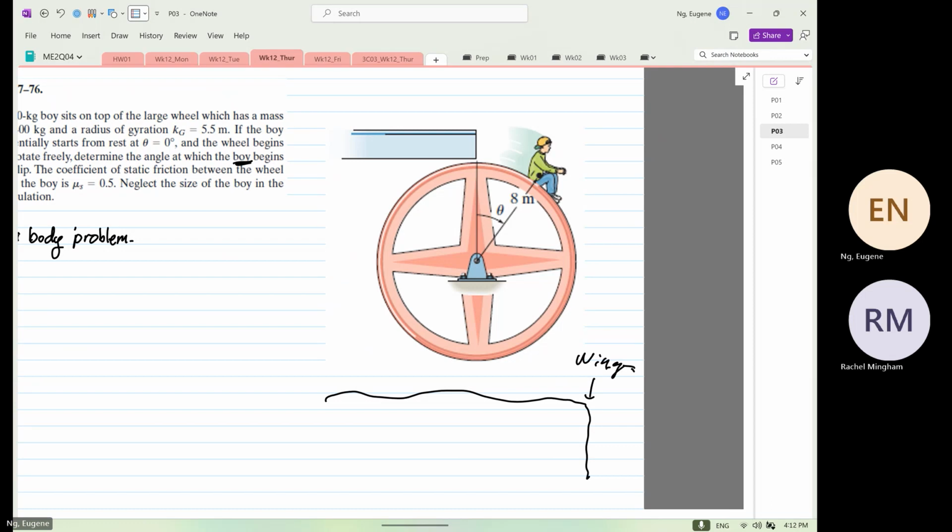But when does friction actually happen? When the boy actually starts to what? Slip. We clear? Okay, so a big hint over here is the boy starts from rest at theta equal to 0. Okay? No, I'm just simulating. Why?